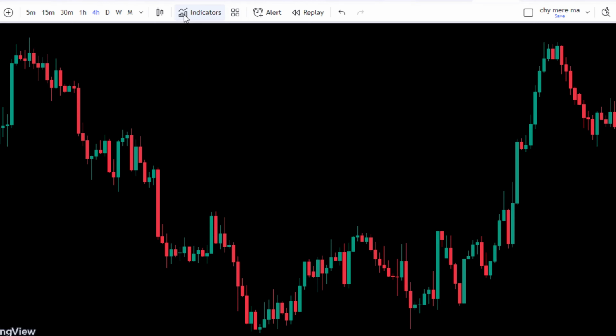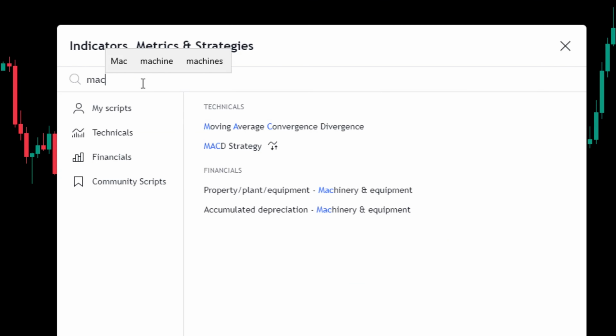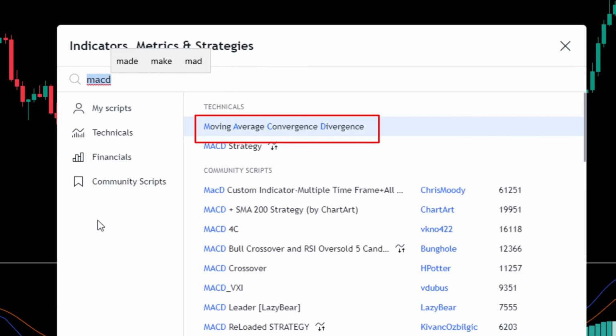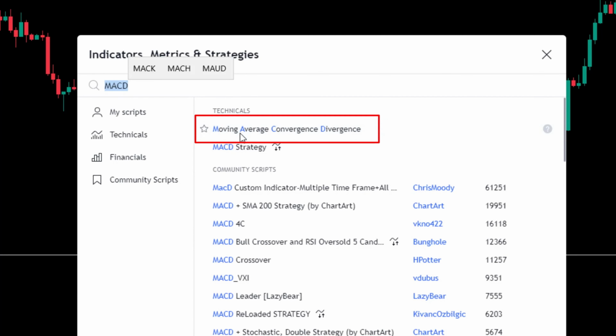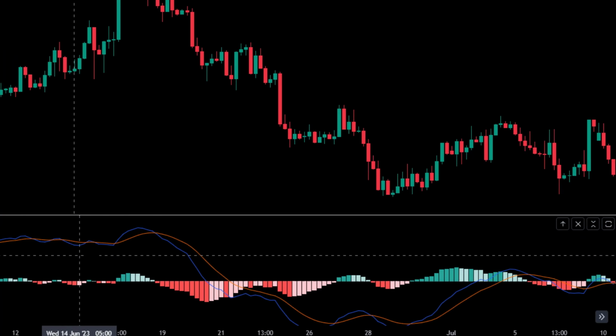To apply these indicators to our chart, let's navigate to the indicator search bar. There, we search for MACD, which is an acronym for Moving Average Convergence Divergence, made by TradingView. Then click on it to add it on the chart. When you add it, your chart will look like this. So let's talk about how this MACD indicator works.